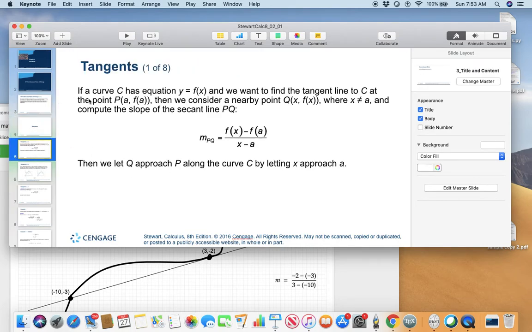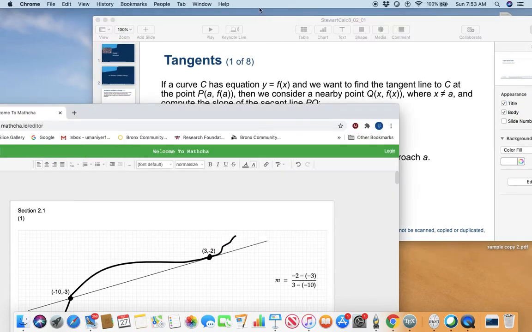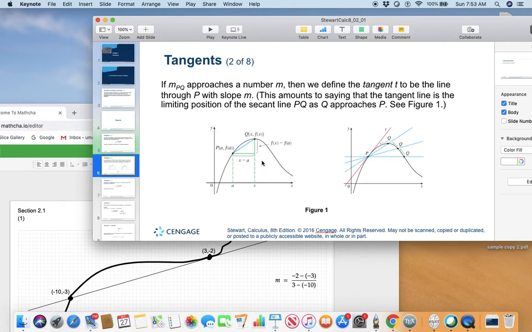Tangents. If a curve C has equation y equals f(x) and we want to find the tangent line to C at the point P(a, f(a)), then we consider a nearby point Q where x is not a and find the slope of the secant. Then we let Q approach P along the curve C by letting x approach a. Okay, so let's look at the picture here.